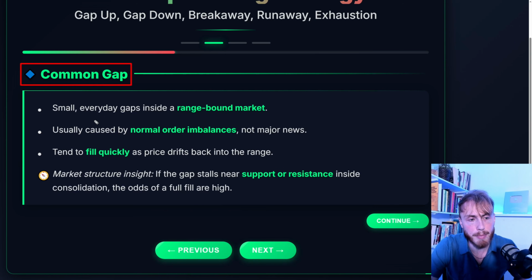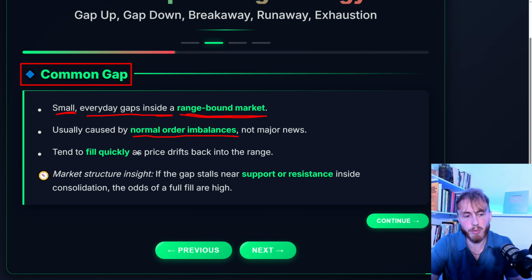And the common gap is a small, everyday gap that happens within a range-bound market. They are usually not caused by any significant news or something like that. This is just normal order imbalances. And what is important to notice about these gaps, don't worry, we will jump into TradingView soon so I can show you one of these, is that they tend to fill quickly, and they are not really, at least in my opinion, good signals.